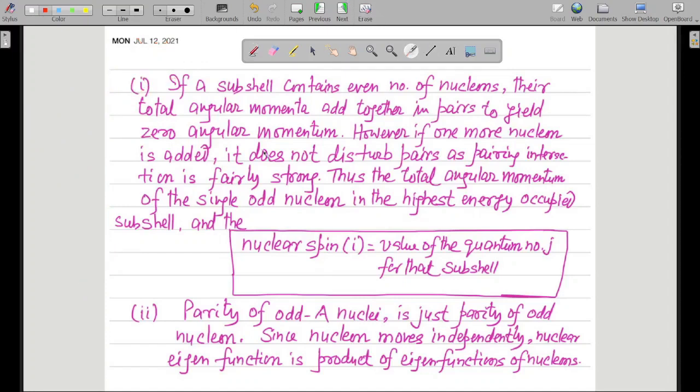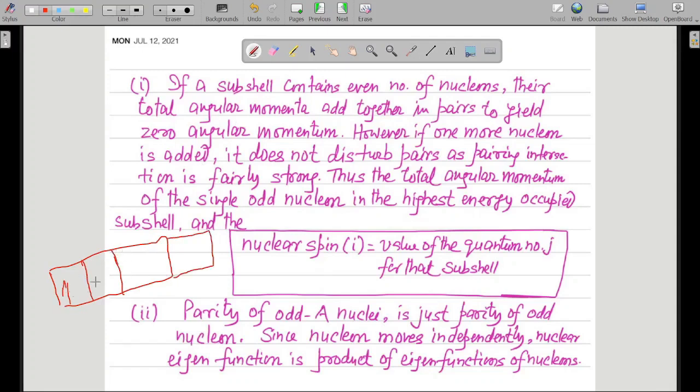So we learned that. Now, parity of odd A nuclei: what is the parity of odd atomic mass number A nuclei? Parity of odd atomic mass number A nuclei is just the parity of the odd nucleon, which I had drawn multiple times. Let us draw it once again.